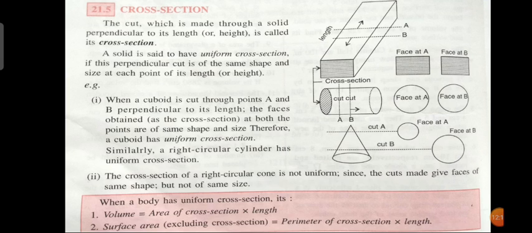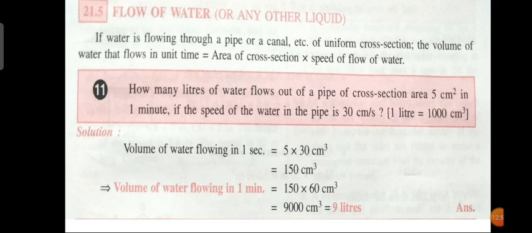So what is a cross section? We cut a solid perpendicular to its length. That's a cross section. And it is a uniform cross section if this perpendicular cut is of the same shape and size along the length. When a body has uniform cross section, the volume is area of the cross section into length, and the surface area is perimeter of cross section into length. That's the equation.